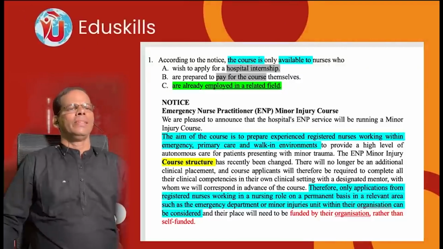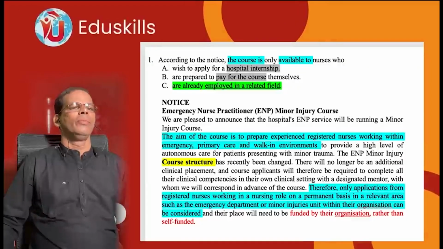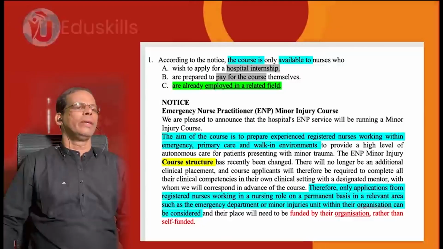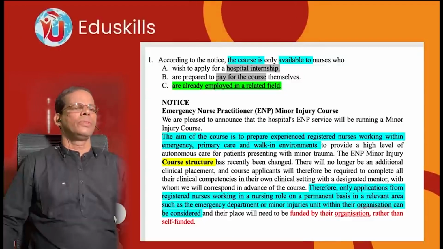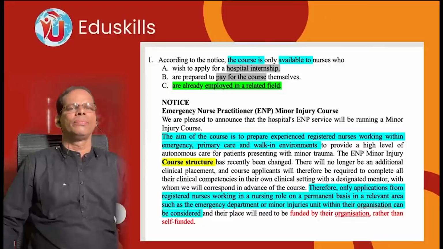a related field. So coming to the topic sentence, do you have any clue here? The aim of the course is to prepare experienced registered nurses working in emergency, primary care and walk-in environments to provide high level of autonomous care for patients presenting with minor trauma. That is the topic sentence. So for whom is the training? Any idea you got from your reading? Registered nurses working within emergency, primary care and walk-in environments. Is there any similar option in the question? Employed in a related field. Option C.